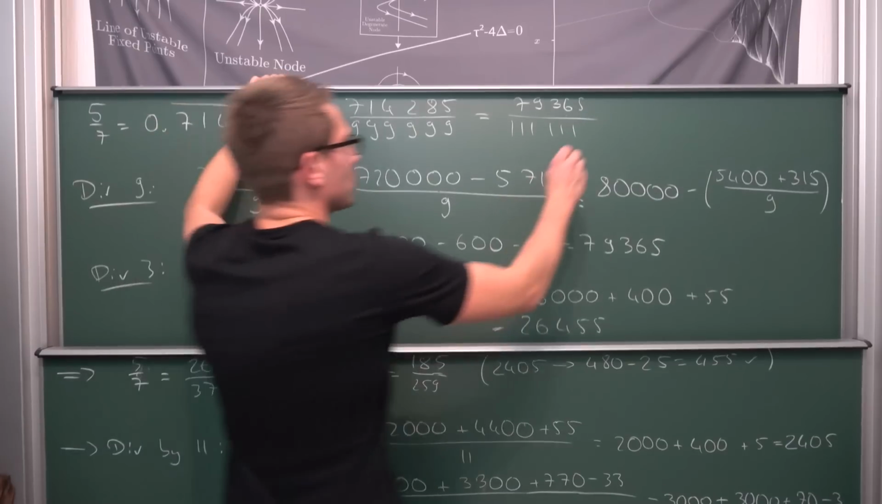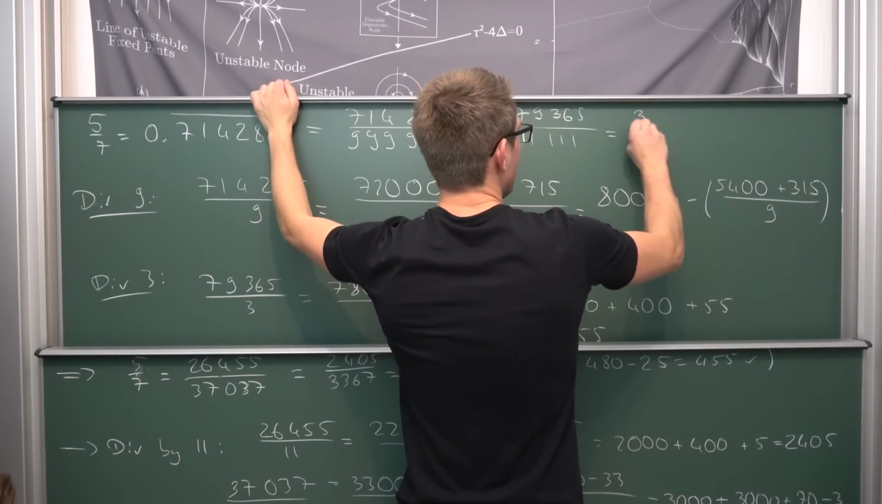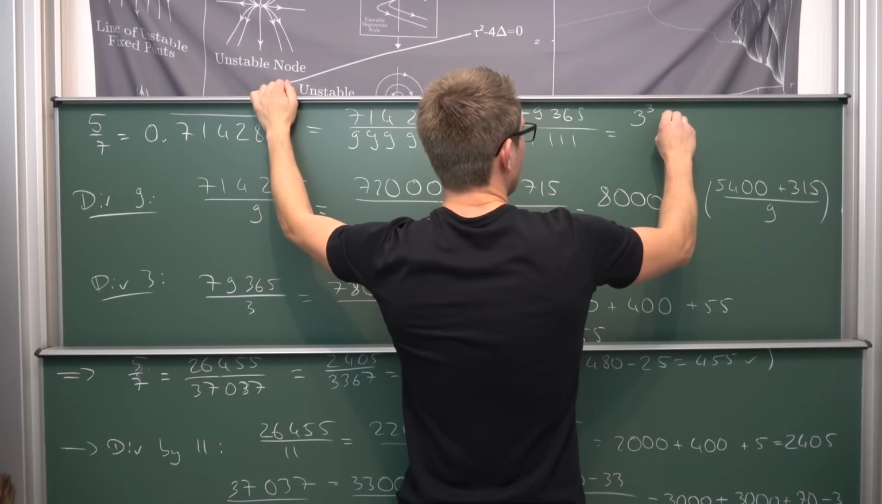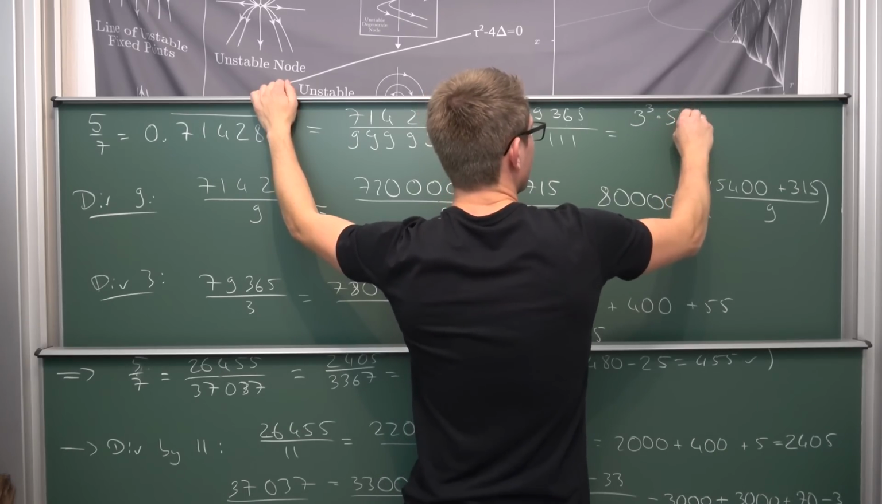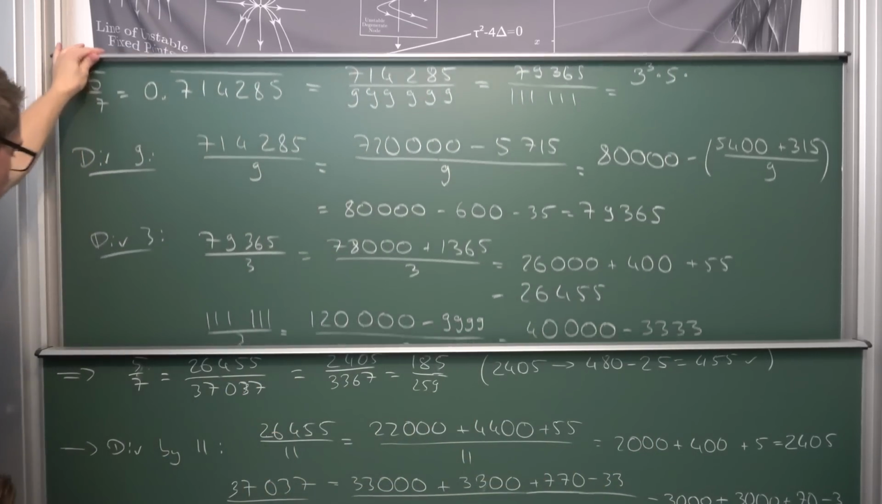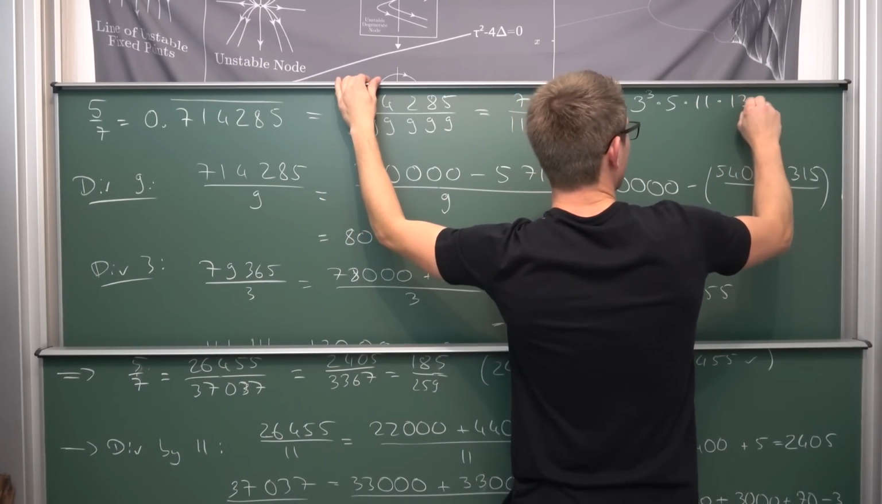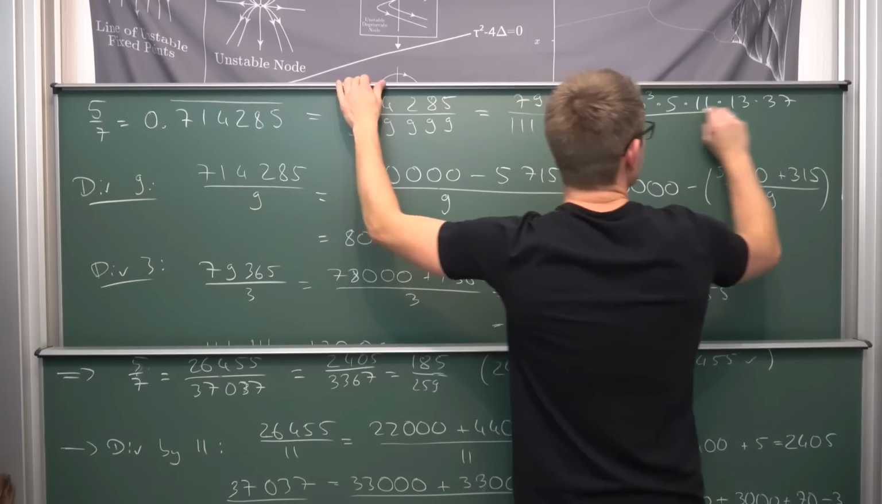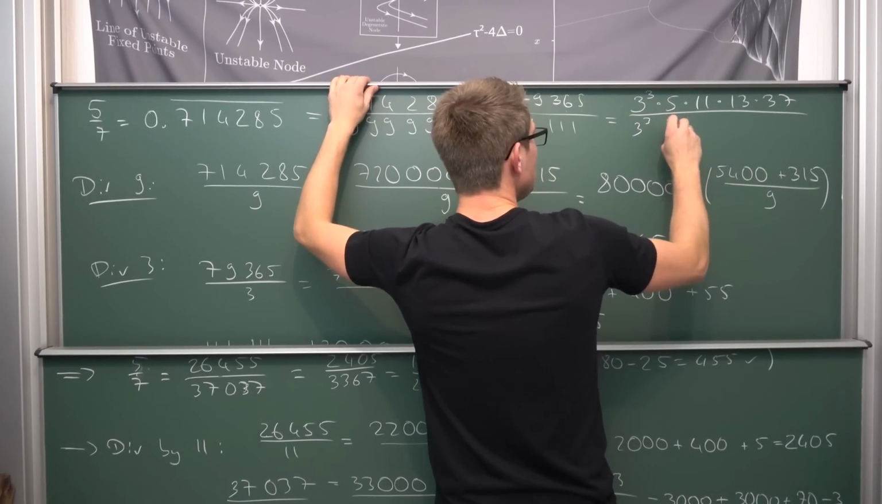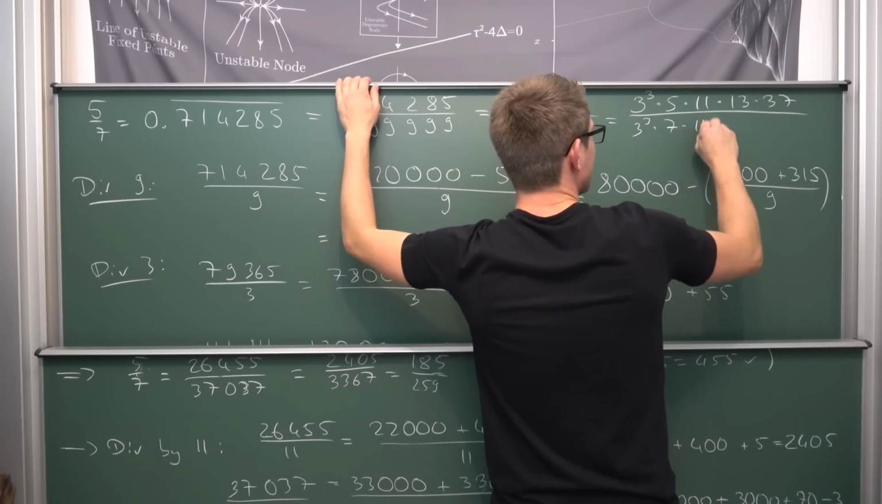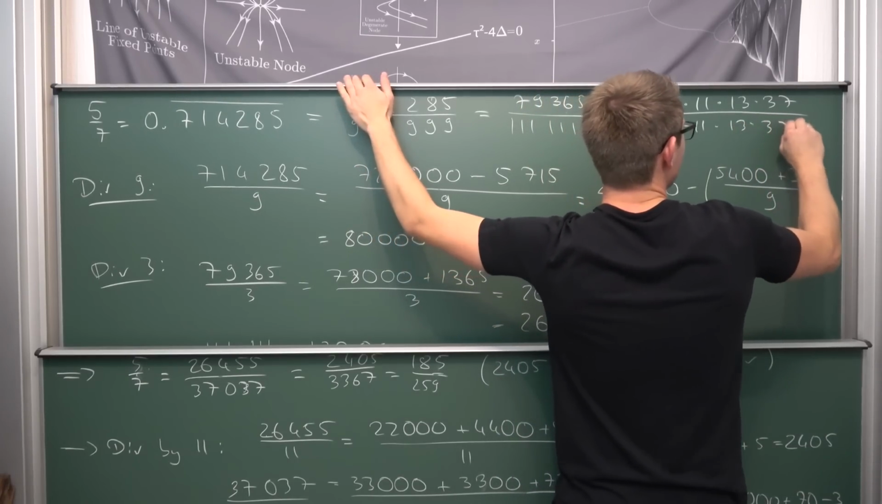This number that we got right here is the same as 3 to the 3rd power times 5 times 11 times 13 times 37. Same spiel down here: 3 cubed times 7 times 11 times 13 times 37.